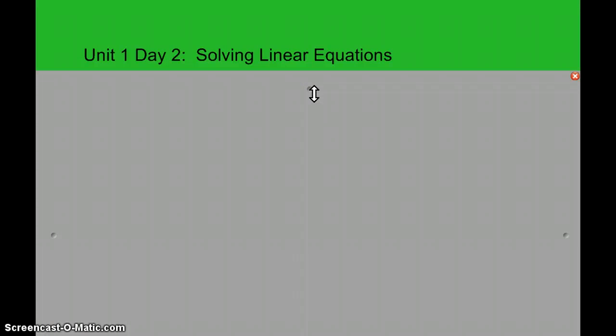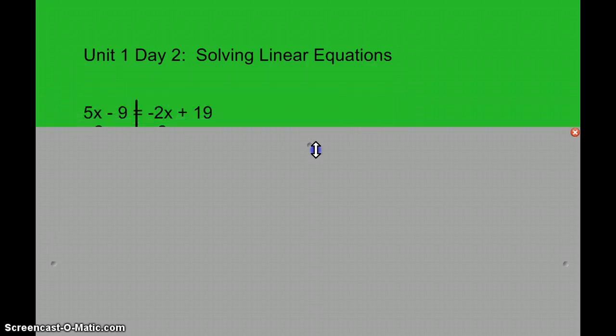Today we're going to cover solving linear equations, just a very brief review of things that you've done for a couple of years now. So this should be a really quick lesson, things you should have a lot of confidence with. So we're going to be looking at solving linear equations such as the one you see here, where we have 5x minus 9 equals negative 2x plus 19.